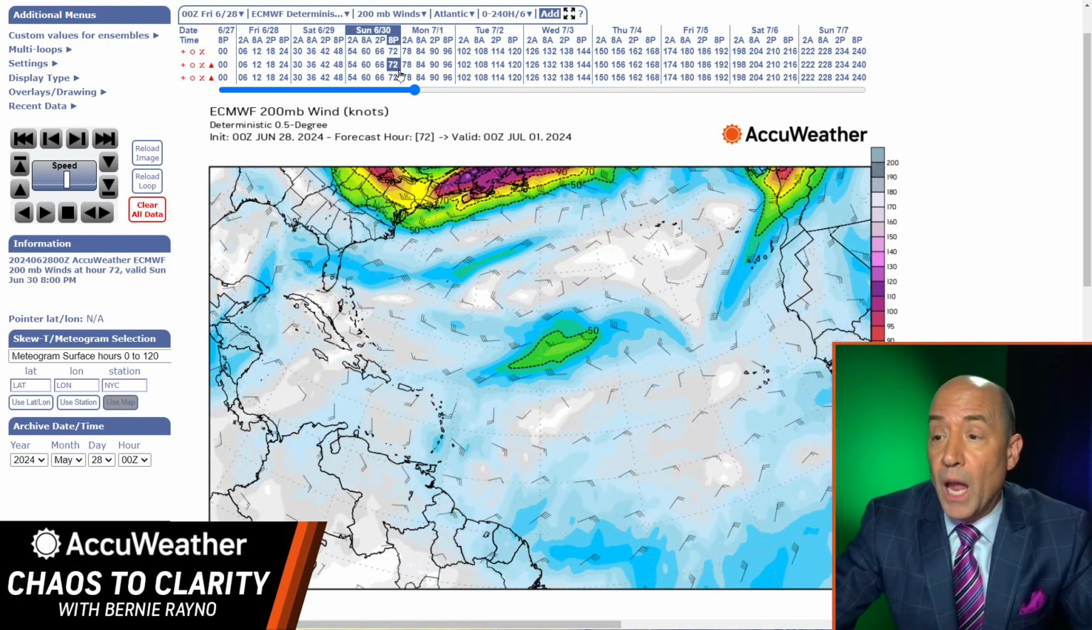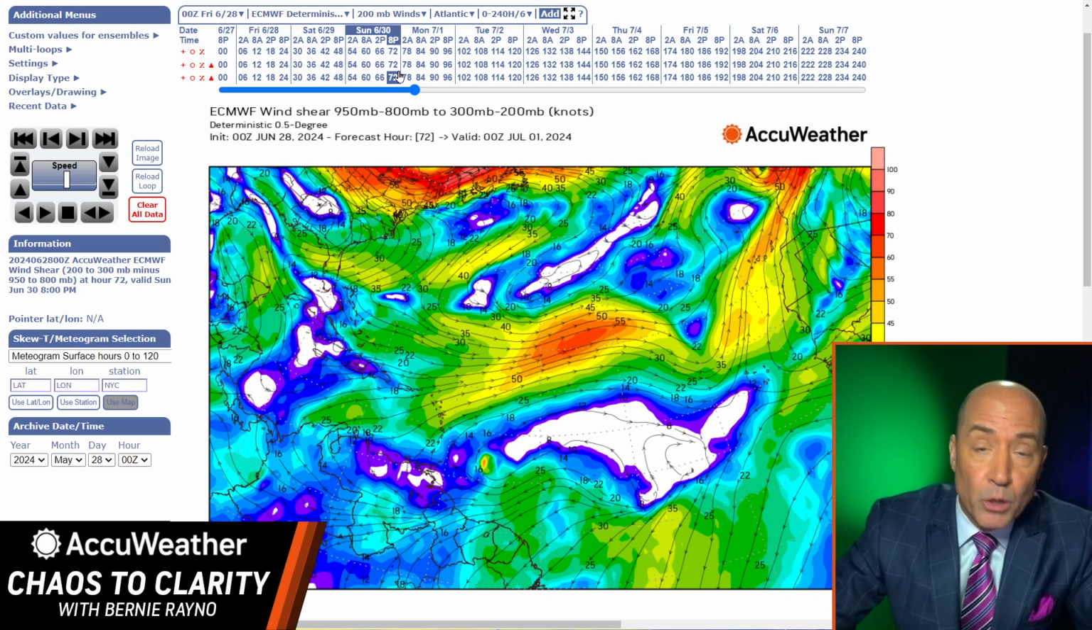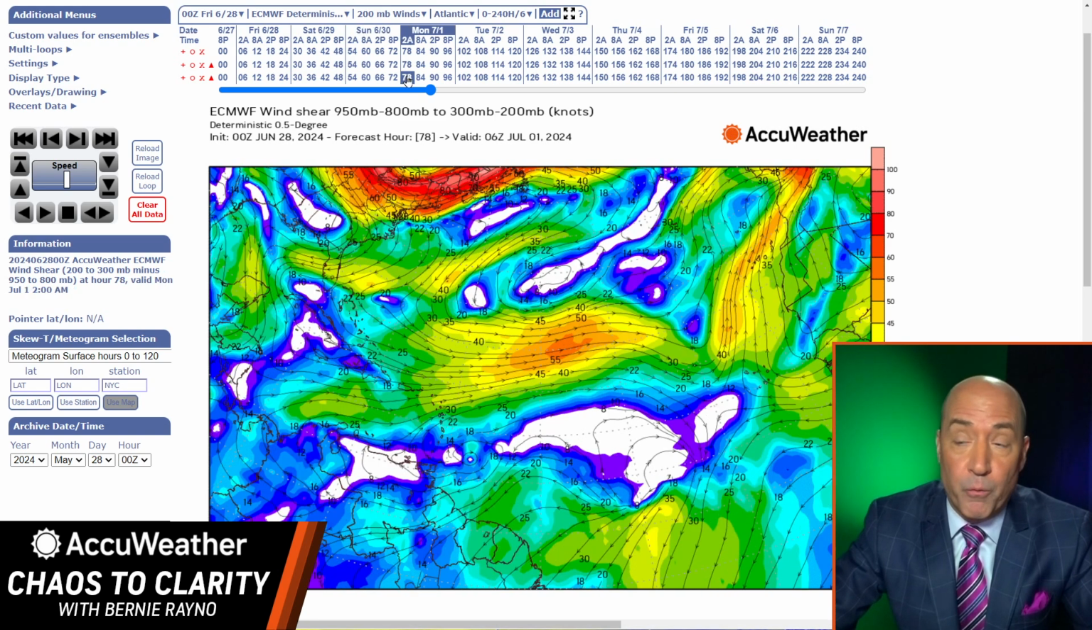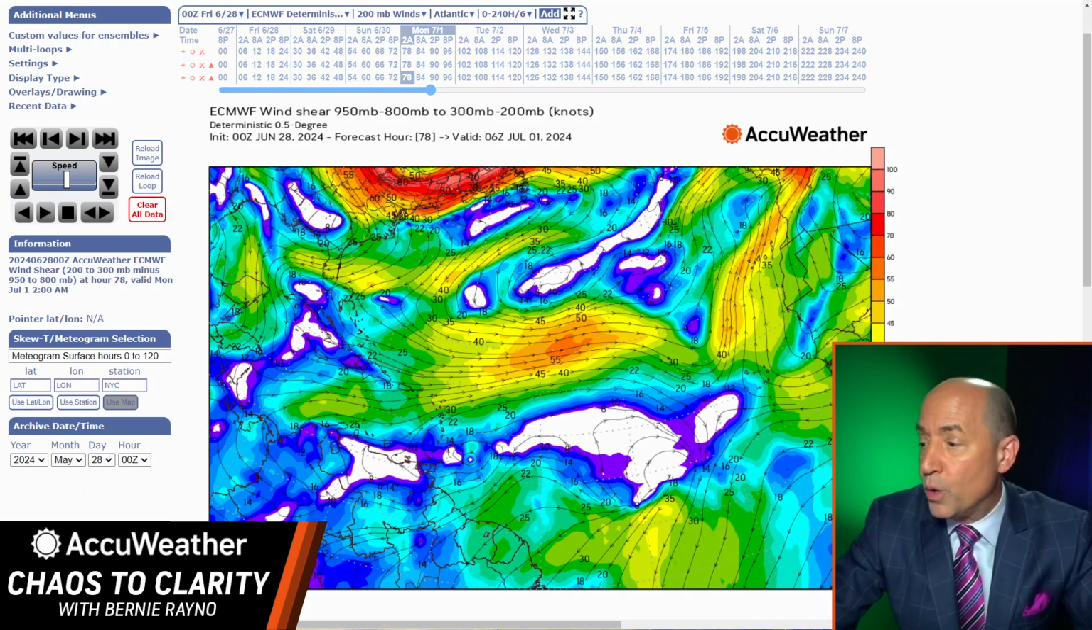The question is, when does it become a hurricane? Does it become a hurricane before it gets into the Caribbean, or does it wait until after it gets into the Caribbean? Because of this wind shear, I'm starting to think it could be before, and that would be Sunday night, Monday morning. And oh, by the way, when you look at the wind shear in the Caribbean, as we go through this week, you're going to see something similar.